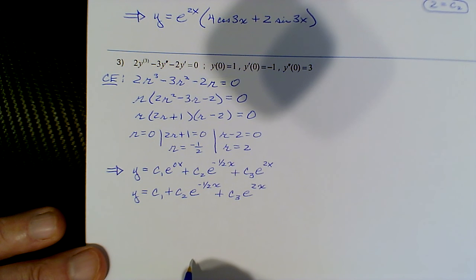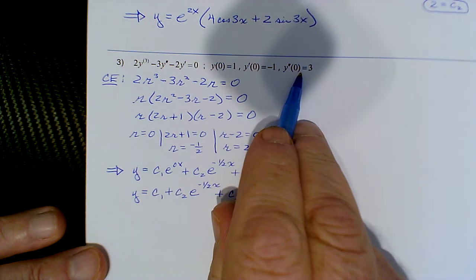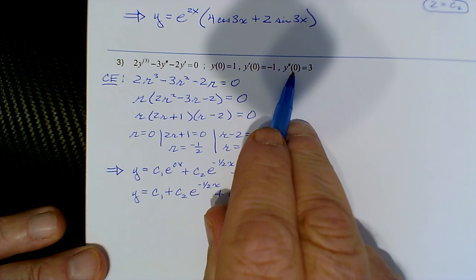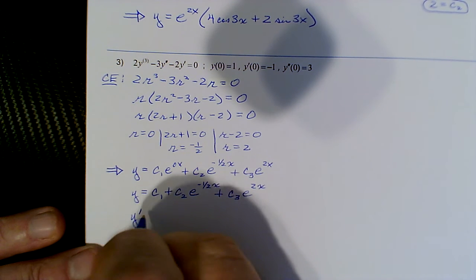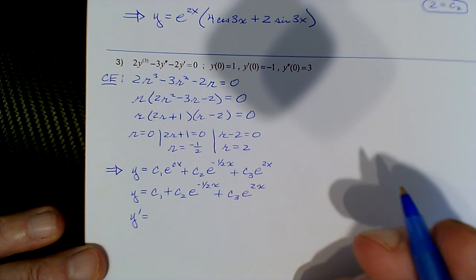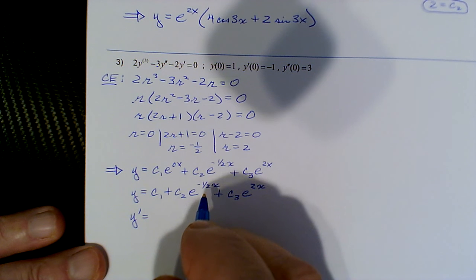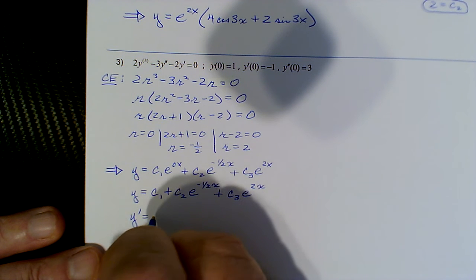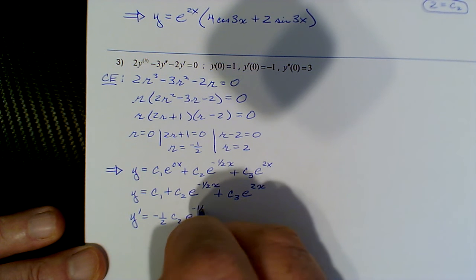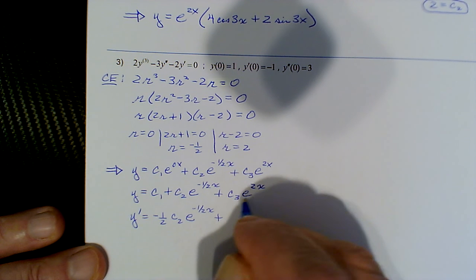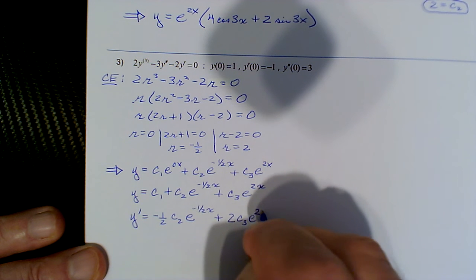And at this point we're going to need two derivatives because it's a third order and there's 3 initial conditions up to and including the second derivative. So we'll need 2 derivatives, so y prime, well the derivative of c1, that's a constant, so that's 0. Here we get the derivative of e to the negative 1/2 x, which is negative 1/2 e to the negative 1/2 x. So we have negative 1/2 c2 e to the negative 1/2 x, and then plus the derivative of c3 e to the 2x is 2 c3 e to the 2x.